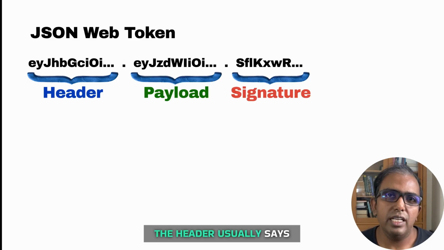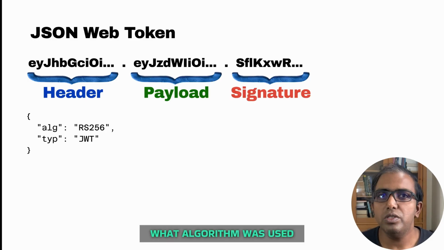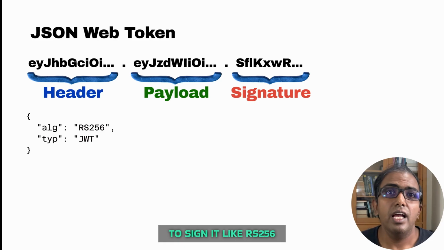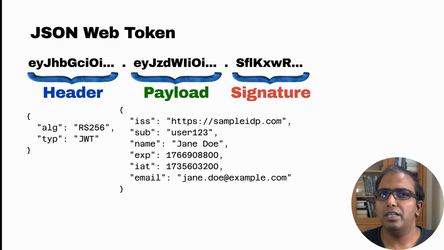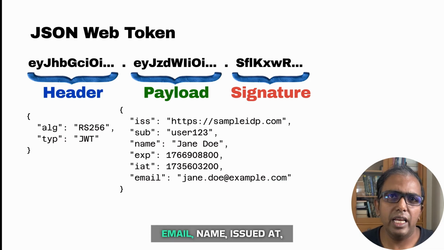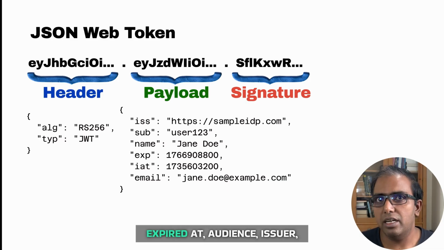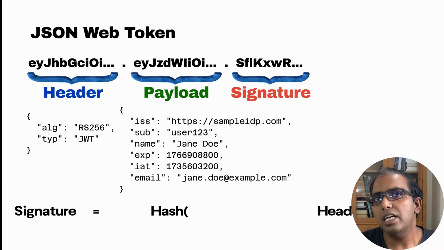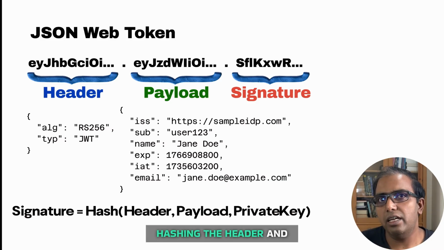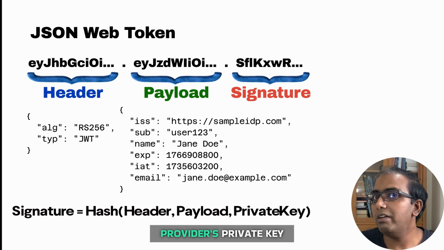The header usually says what algorithm was used to sign it, like RS256, and that it's a JWT. The payload is the main data, also called claims. It might include claims like subject, email, name, issued at, expires at, audience, and issuer. And finally, the signature. The signature is created by hashing the header and payload together with the provider's private key.